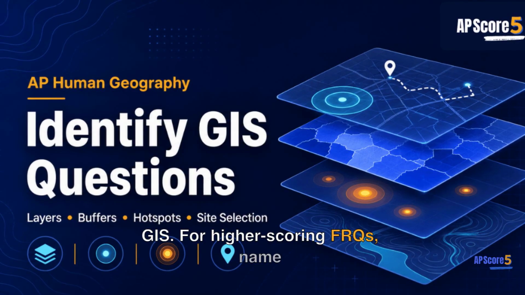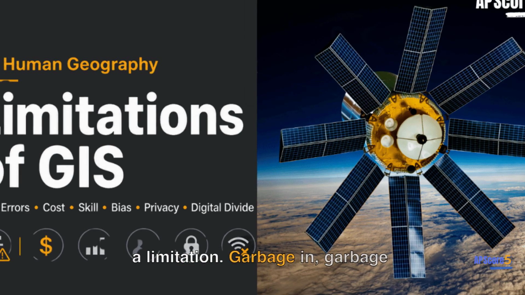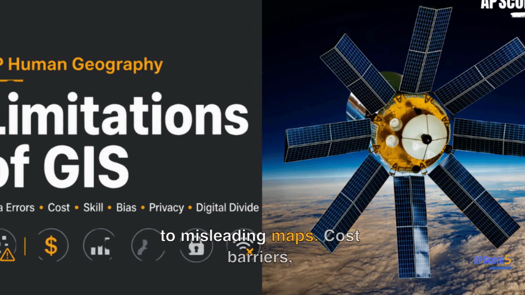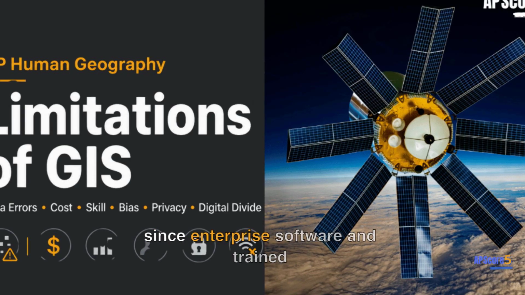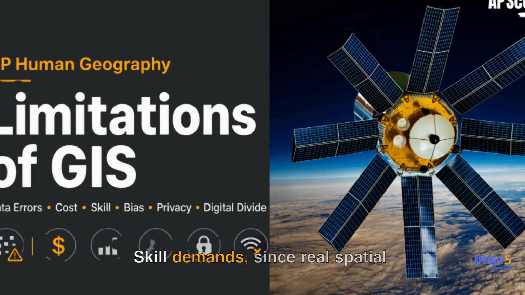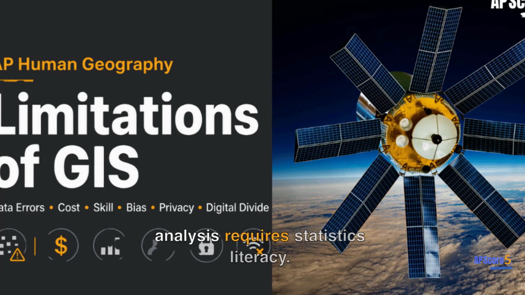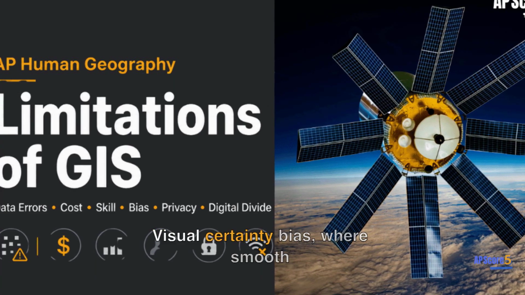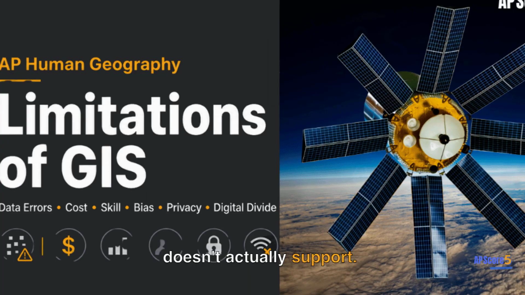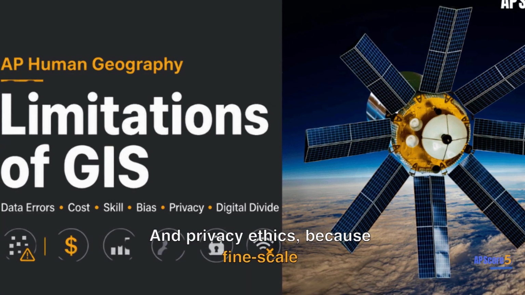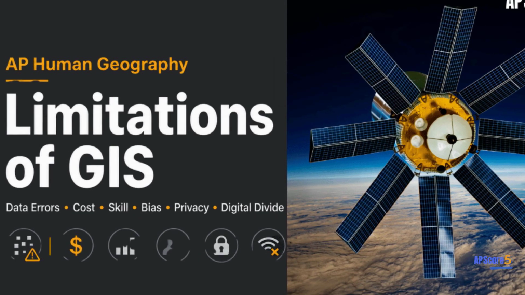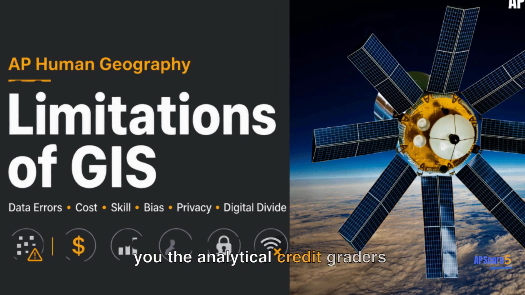For higher scoring FRQs, name a limitation: garbage in, garbage out. Stale or biased data leads to misleading maps. Cost barriers, since enterprise software and trained staff are expensive. Skill demands, since real spatial analysis requires statistics literacy. Visual certainty bias, where smooth shading implies precision the data doesn't actually support. And privacy ethics, because fine-scale household data can harm communities if shared carelessly. Mentioning one of these earns you the analytical credit graders look for.